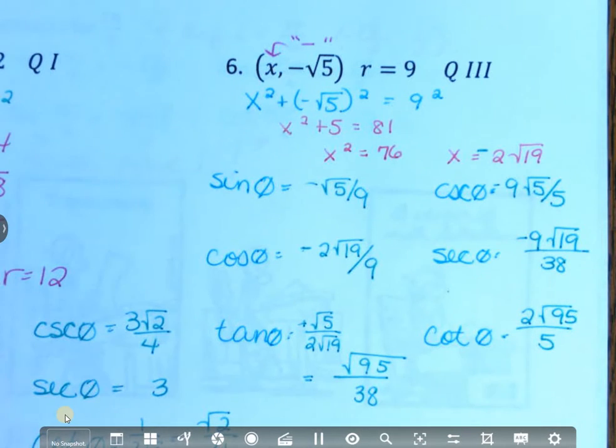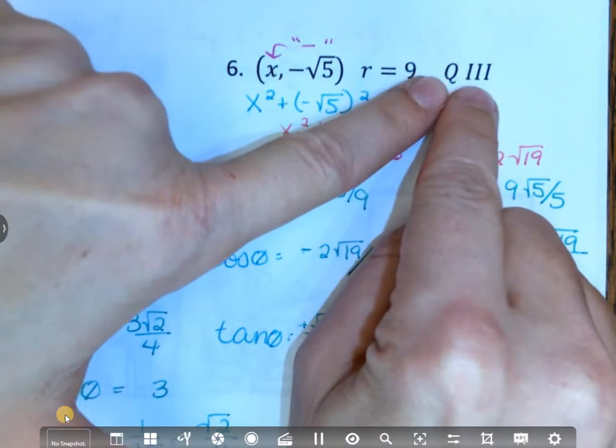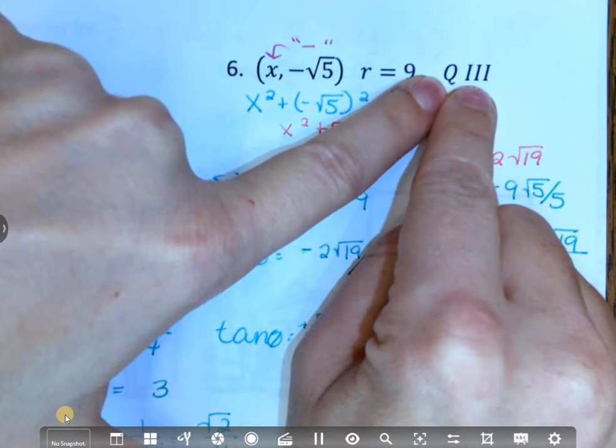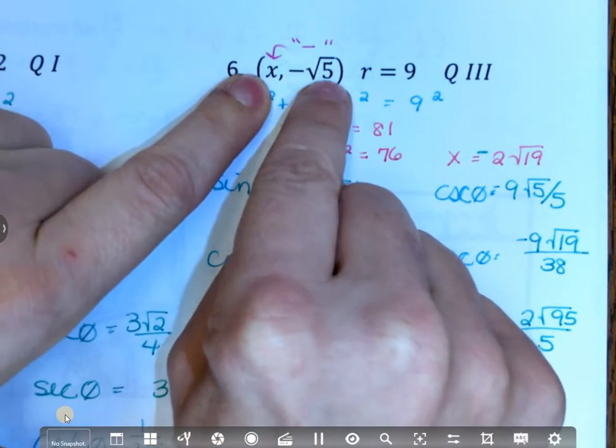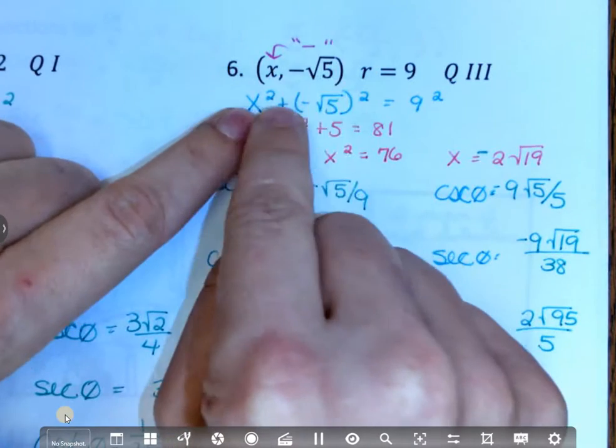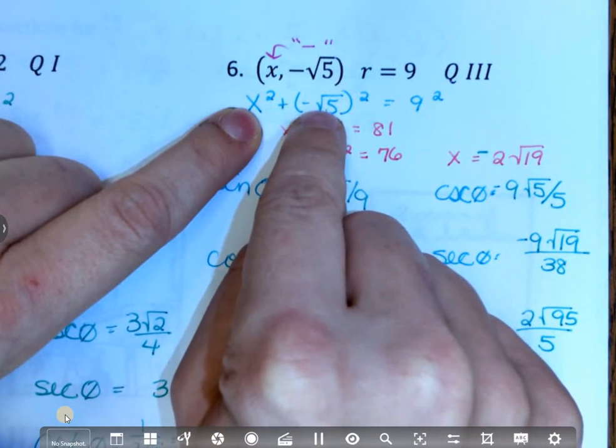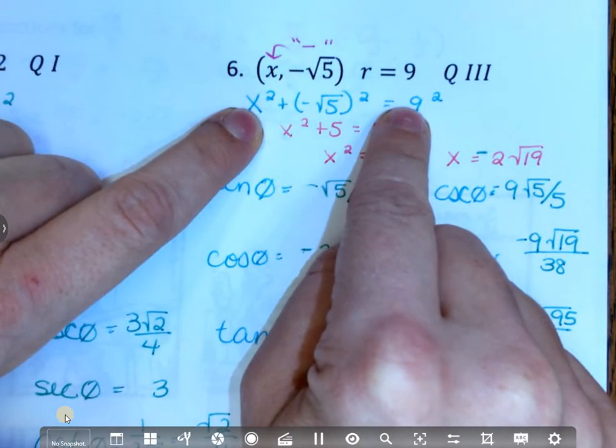So number 6, it's not the fact that you were missing the x that made it difficult. The thing that made it difficult is when you solve for x, you get another radical. Guys, let's focus. So we understood before that since it was in quadrant 3, that meant my signs were negative, negative. So I just did x squared plus y squared equals r squared.